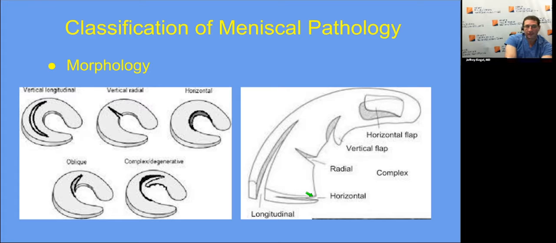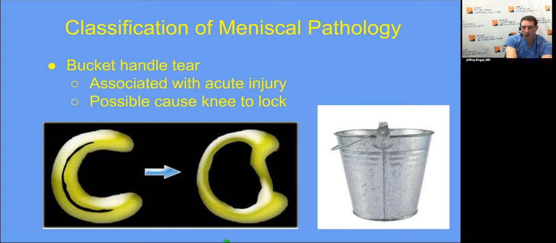And same thing with the radial tear, which runs perpendicular to that and usually starts at the free edge and propagates back towards the capsule. Horizontal tears, better seen here, are when the meniscus splits like a fish mouth or bird's beak, and this is a typical degenerative tear. And then there are these flap tears and oblique tears that are more degenerative in nature.